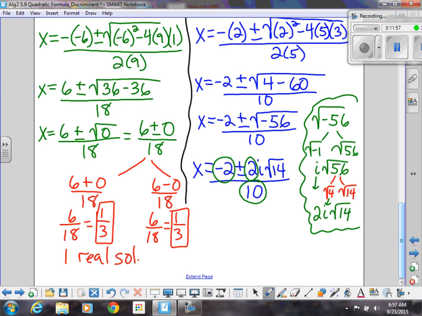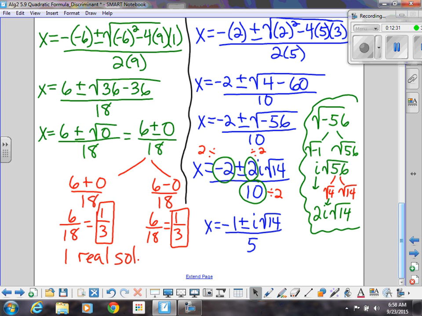We want to reduce all three numbers by the same number, so we divide them all by the same number. So I can divide them all by 2. That's what I'm doing here. If I divide each of them by 2, then I'm going to get x equals negative 2 divided by 2 is negative 1, plus or minus. And then 2 divided by 2 is 1i, or you can just put i. Keep the square root of 14 there. And then 10 divided by 2 is 5.